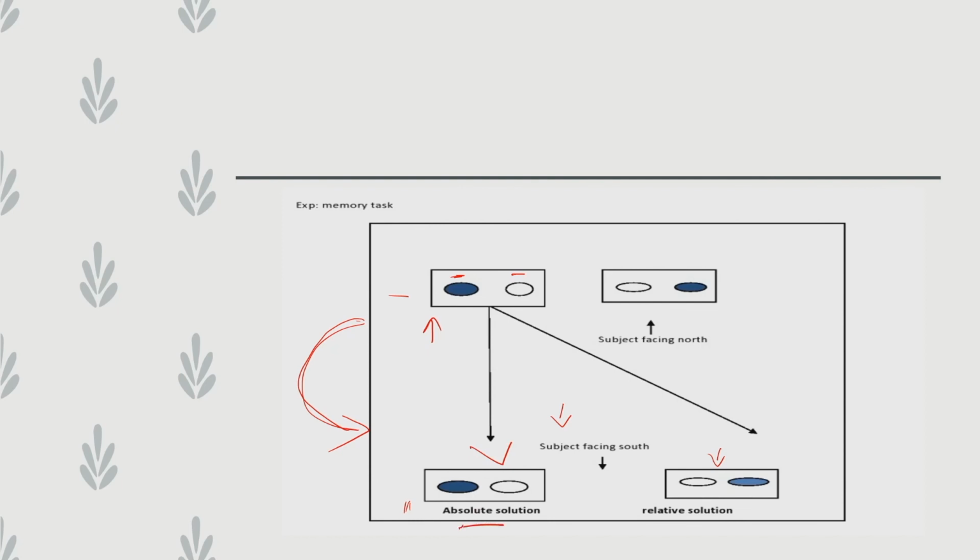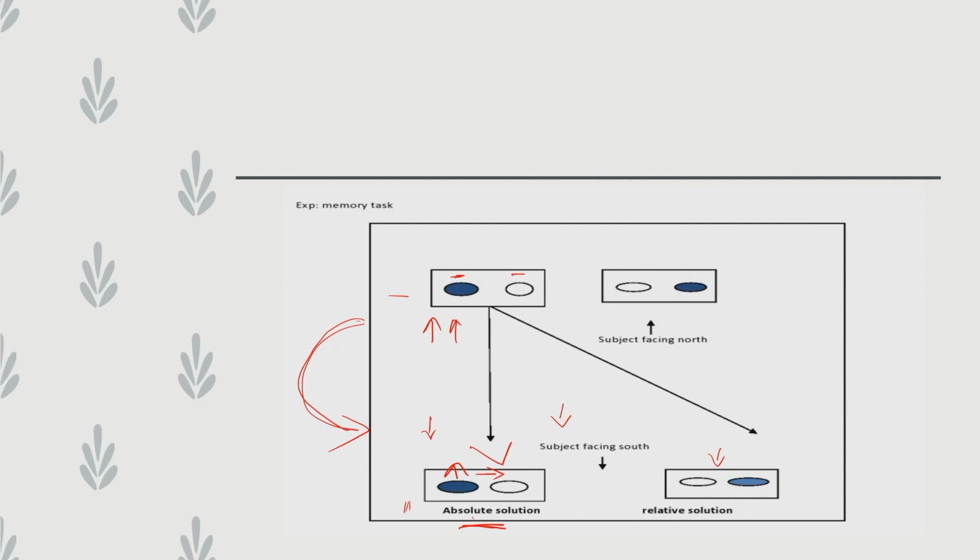Why? Because this depends on the absolute frame of reference. The location of this object vis-a-vis this object does not change even if the ego has changed its position as well as orientation. Remember, here he was looking this way, here he is looking that way. However, it will change only if you are deriving the location of the object with respect to yourself, the ego, the viewer, but that is not happening in this particular case.